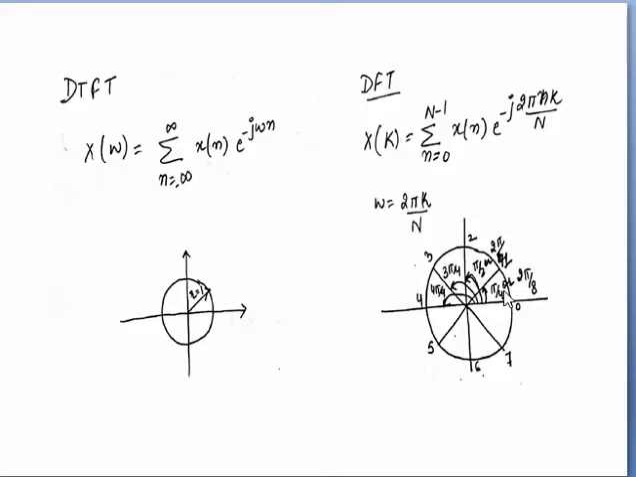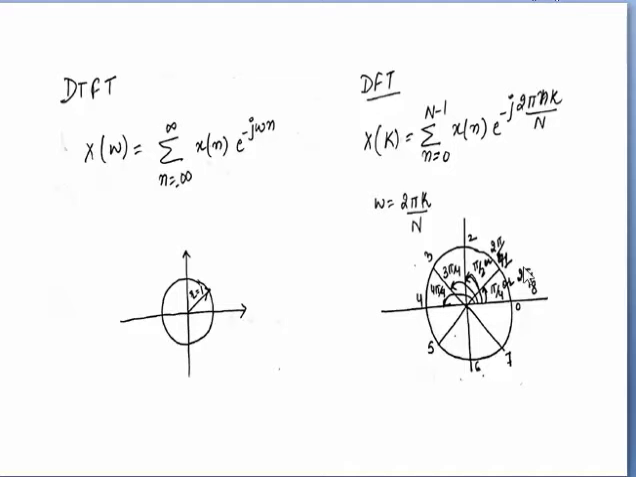The complete cycle is 2 pi, so this one is 2 pi by 8 because we divided the circle into 8 equal parts. So between 0 and 1 it is 2 pi by 8, or we can say pi by 4. From 0 to 2 it is pi by 2 or 2 pi by 4. From 0 to 3 it's 3 pi by 4. From 0 to this one the angle is 4 pi by 4, and so on.